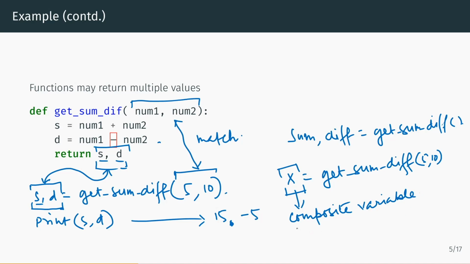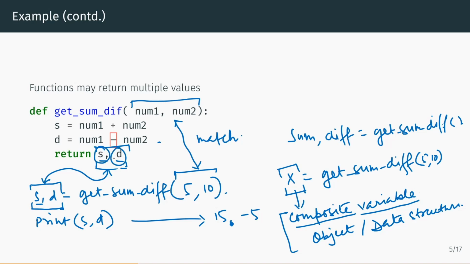By the way, this is not a thing. This does not exist. I just said composite variable because what it's technically called is an object, or theoretically it's called a data structure. But anyways, you can actually store the result using a single variable, but then you have to do some trickery in order to retrieve these individual variables.